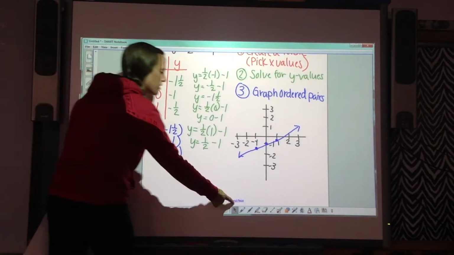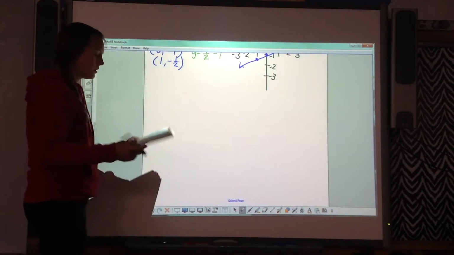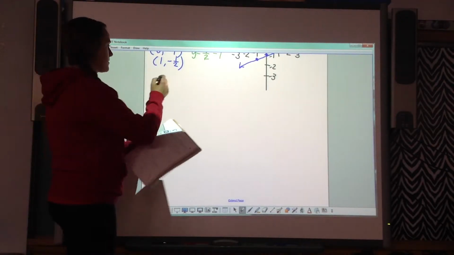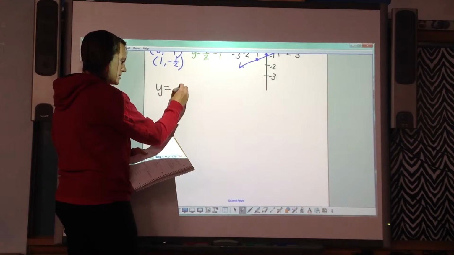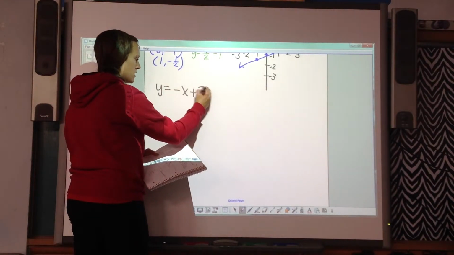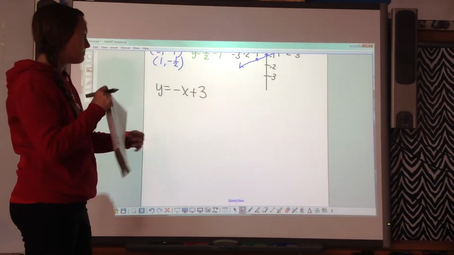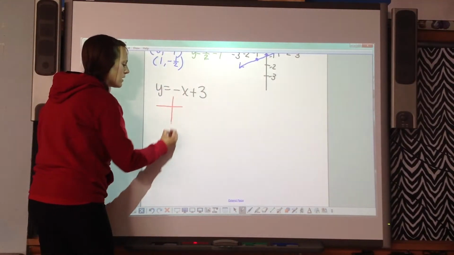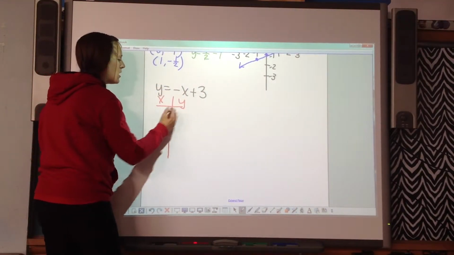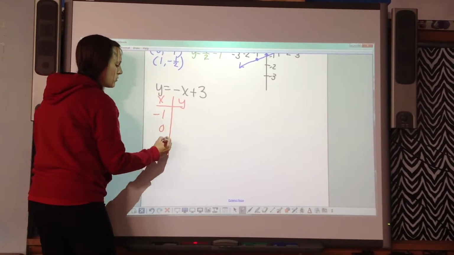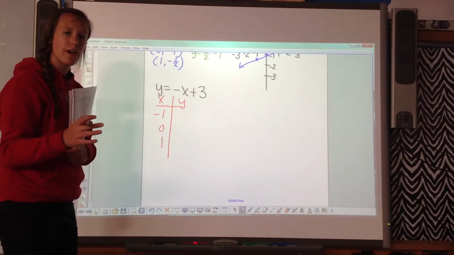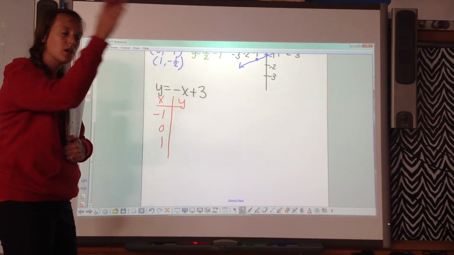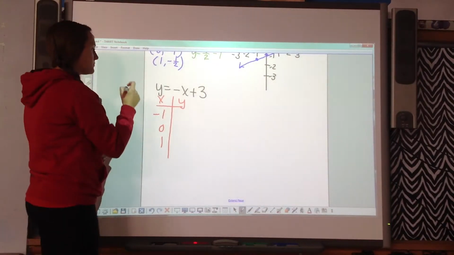Okay, I do want you to try one of these. Try y equals a negative x plus 3. So push pause and give it your best shot. I'm going to start by making a t-chart. You may have chosen different values than me. I'm going to use negative 1, 0, and 1. Even if you chose different values, your line should still be in the same direction as mine.